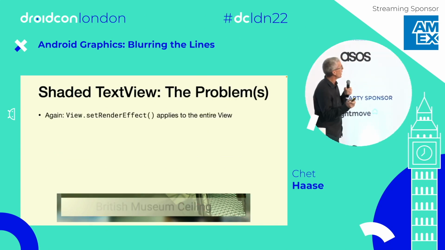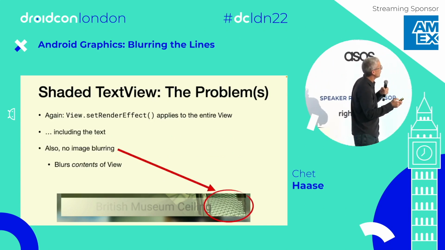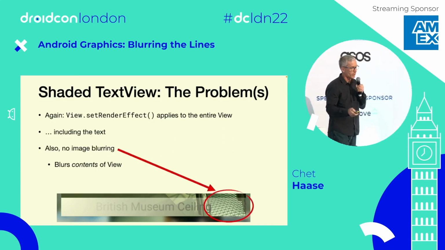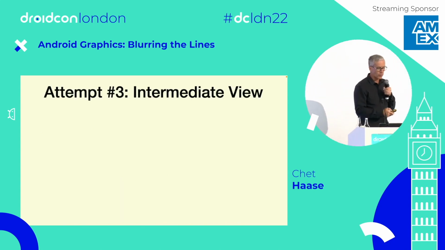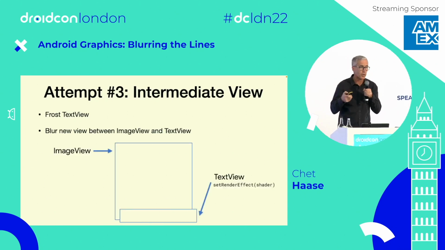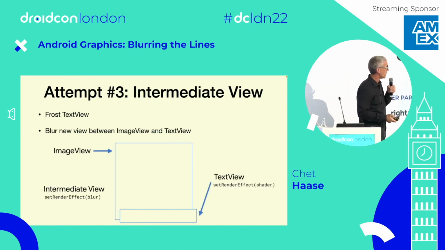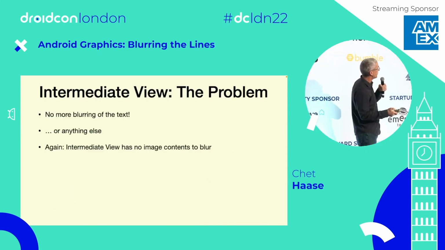I'm going to end, really. All right. And then you don't get any blur at all, which is also not what we wanted there. All right, well, what if we wanted an intermediate view? This basically has the same problem as the text view. We do not have the image pixels in the content area, and so we're not blurring anything. So that doesn't work.